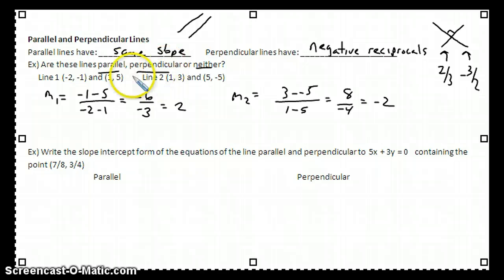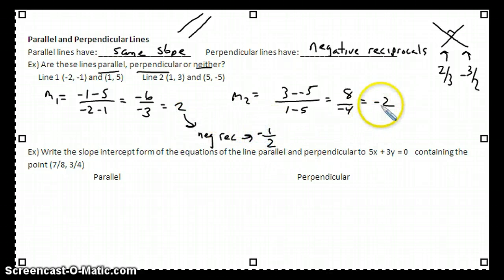So the question that I have for you, are these parallel, perpendicular, or neither? Well, they're not parallel because they're not exactly the same. They're not perpendicular because the negative reciprocal of this would have to be, make this a fraction, it would be 2 over 1, flip that fraction upside down and it would be 1 over 2, and then that would be negative. And this is negative 2, so therefore they're not reciprocals.